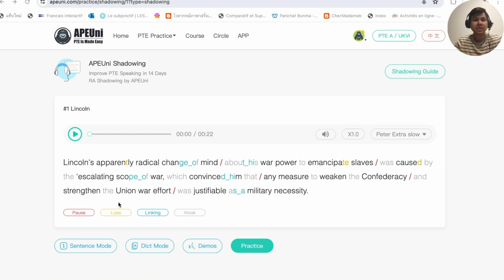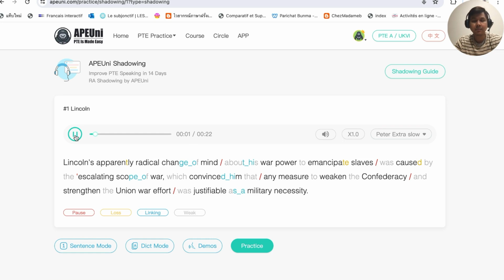So if you can take care of all of the four important elements, your read aloud is going to be improved a lot. Your speech is going to flow smoothly, and as a result, you are going to get a very good score in read aloud, and therefore in your speaking section as well. Now we are going to listen to Peter's extra slow version one more time, and we are going to try to imitate him.